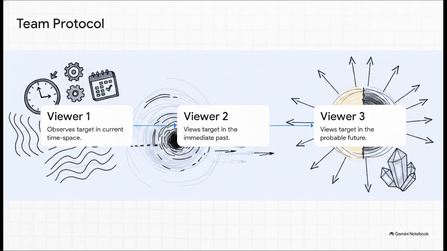Viewer 1 observes the target in its current physical time-space coordinates, usually from a baseline or maybe a focus 12 state. Viewer 2 drops down into focus 15, which is the state of no time, to view the target as it slips into the immediate, unalterable past. But Viewer 3 utilizes focus 21. Stationed on the absolute edge of the continuum, Viewer 3 is pulling data from an event that hasn't even fully crystallized in physical reality yet. They are acquiring data straight from the probable future.